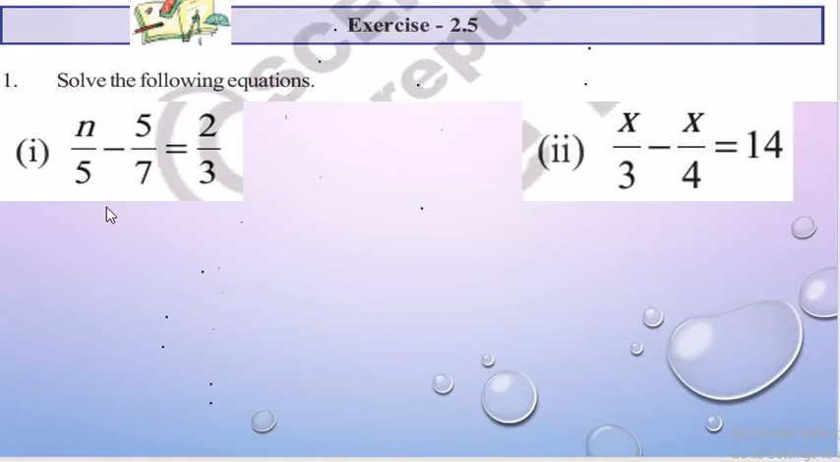So in this video we are going to discuss exercise 2.5 in linear equation in one variable of class 8. In our previous videos we have discussed the remaining exercises.